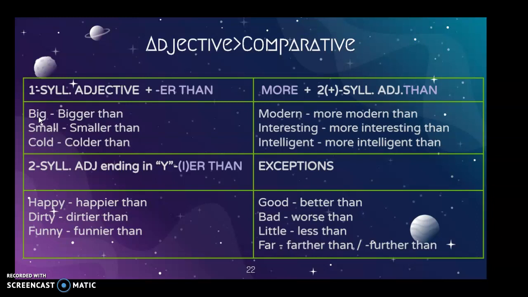Then if my adjective is of two syllables or more, instead of adding er, I add more before the adjective and then I use than. So modern has two syllables. If you clap, you can hear like mo-dern. So from two syllables on, you have to use more. So more modern, interesting, more interesting, intelligent, more intelligent.